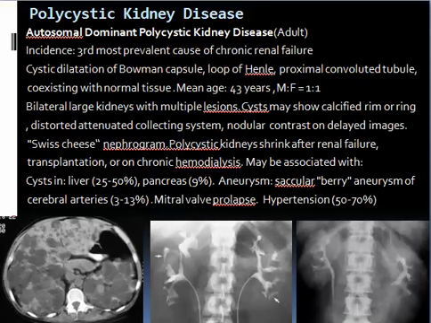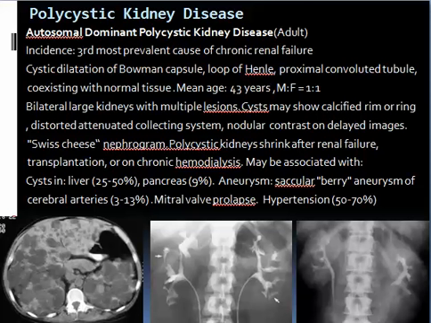Polycystic disease of the kidney is an autosomal dominant disease. It is the third most prevalent cause of chronic renal failure. There is cystic dilatation of Bowman's capsule, loop of Henle, and proximal convoluted tubules coexisting with normal tissue. This cystic dilatation of this group of excretory tubules is due to obstruction at the level between excretory tubules and collecting tubules.